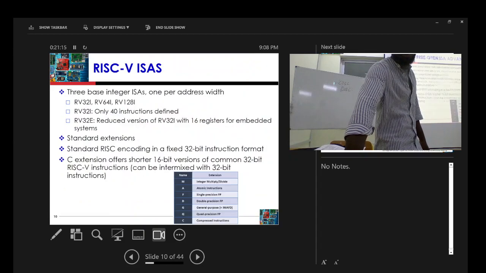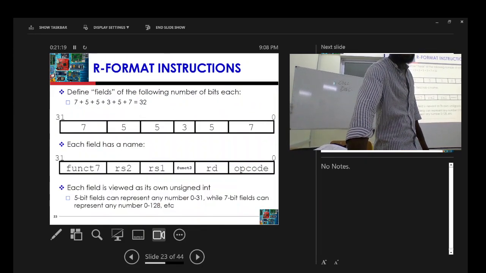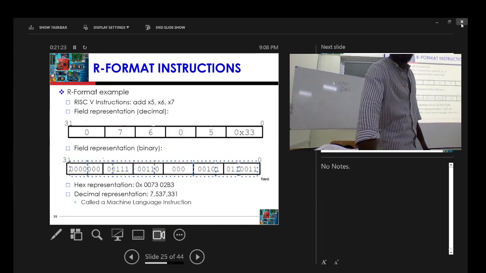Then also go through the rest of the slides so that we can go over next week quickly and discuss the questions. So let's be done for the day. Any question?